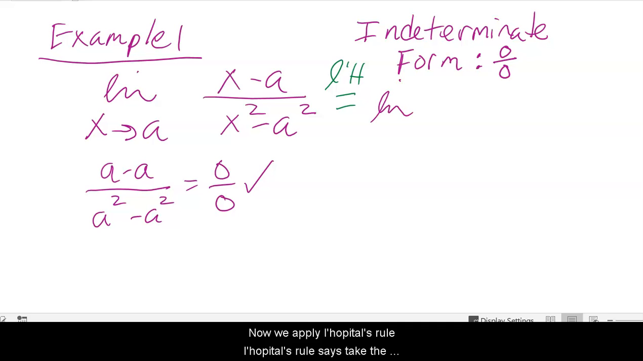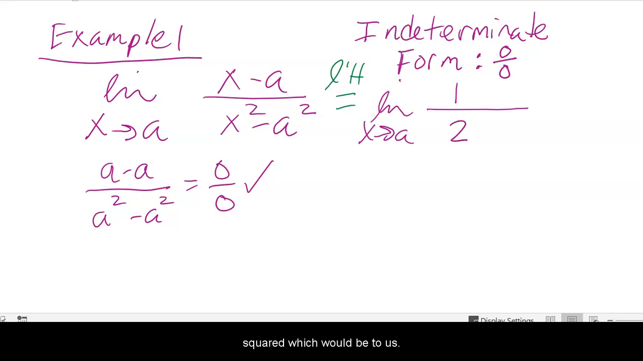L'Hopital's rule says take the derivative of just the numerator. The derivative of x minus a is just 1. Take the derivative of just the denominator, x squared minus a squared, which would be 2x. Remember that a is a constant. Then it says, now plug in a again for x. If I did that, then I would end up with 1 over 2a.